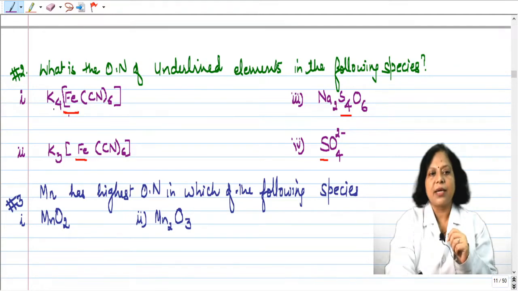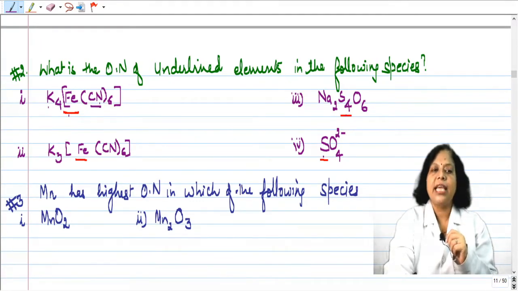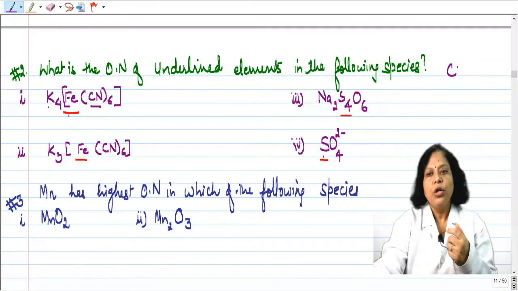In potassium ferrocyanide and potassium ferricyanide, the formula is K4Fe(CN)6. In this, you have to find out the oxidation state of iron. Over here in K3Fe(CN)6, again you have to find out the oxidation number of iron. Over here for sulfur, and again for sulfur. Now, when such is the case, CN you have to take as a whole. So CN has -1.